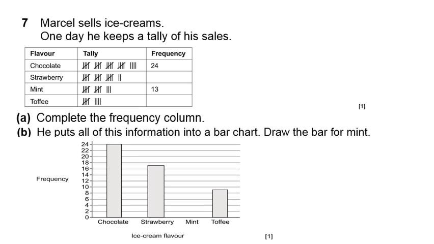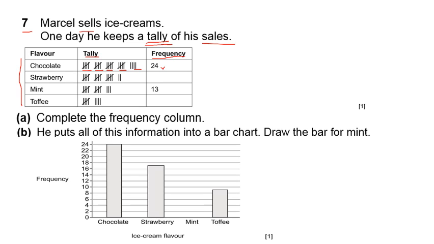Question number 7. Marcel sells ice creams. One day he keeps a tally. Remember, tally means to count of his sales. So here we have the flavors of chocolate, strawberry, mint and toffee. This is the tally for each flavor, and the frequency means the number. So remember, each group is 5, 10, 15, 20, 24.